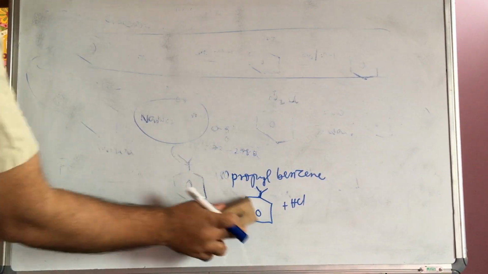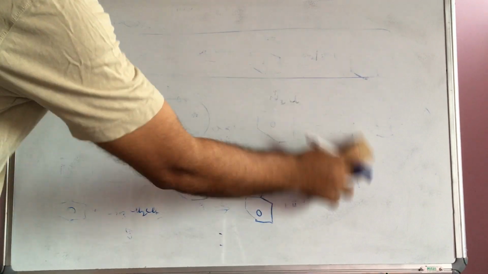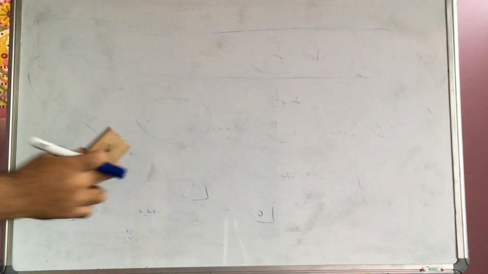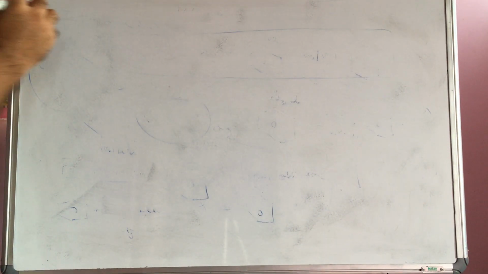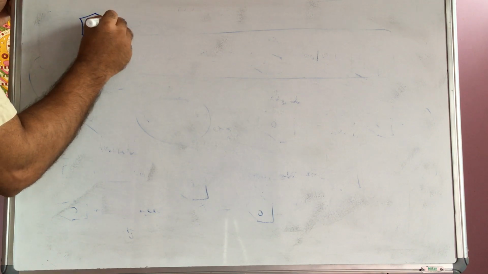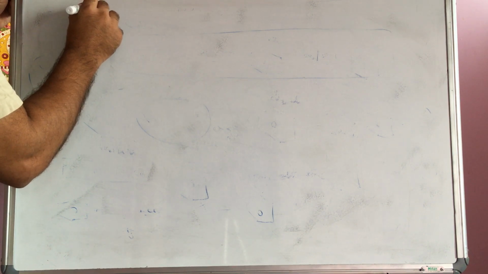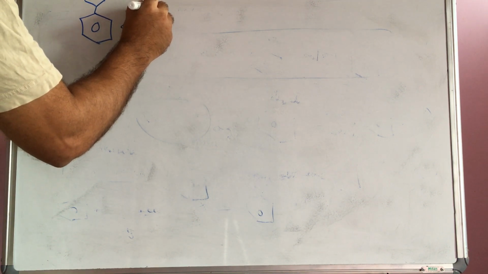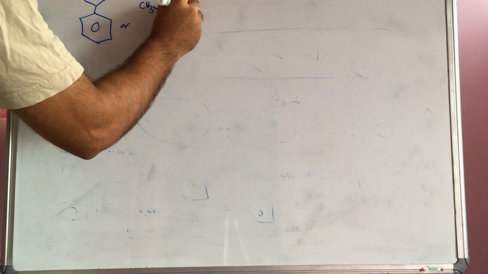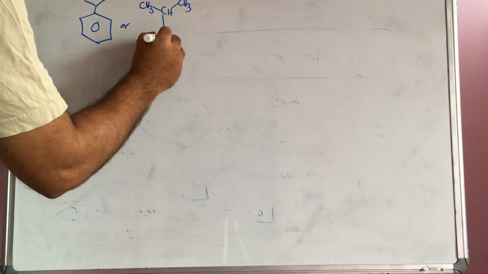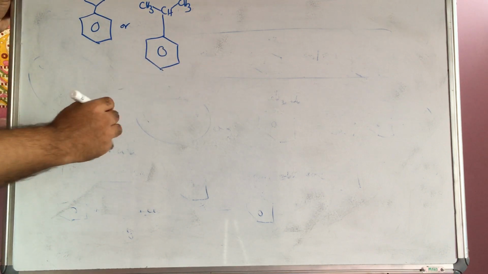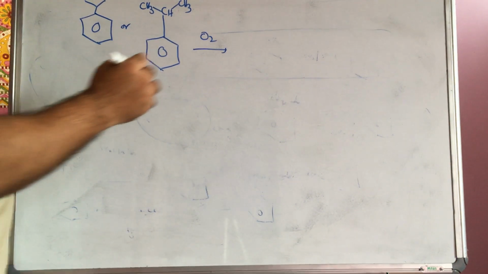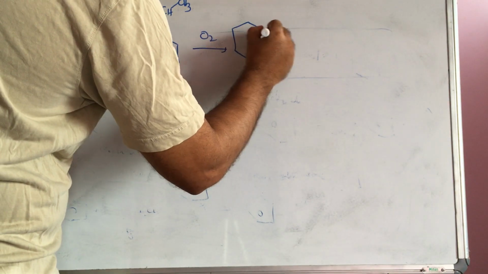That hydroperoxide later rearrangement gives phenol and acetone. So first I will write the preparation. In this preparation, we know what is isopropyl benzene or cumene. This is isopropyl benzene, if you want in the form of this one, CH3, CH, CH3, this is benzene. This is treated with oxygen and then it is converted into a hydroperoxide complex.